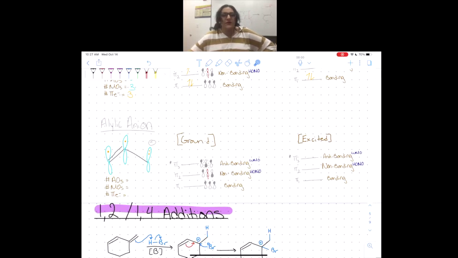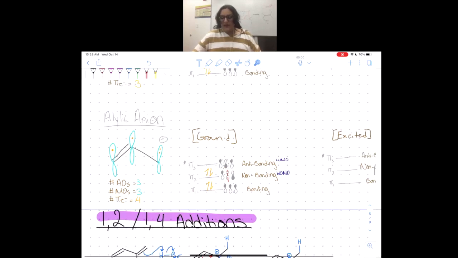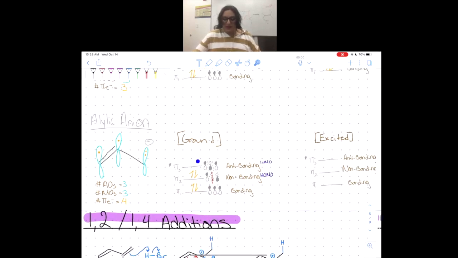When we go on to the allylic anion, this is a little bit fun because the anion has 1 more extra electron. So we still have the same number of atomic and molecular orbitals, which is 3, but now we have 4 electrons. If we go through, 1, 2, 1, 2, we can see that we now have this filled non-bonding orbital. In the excited state, one of these will jump up into the LUMO, so we get this.